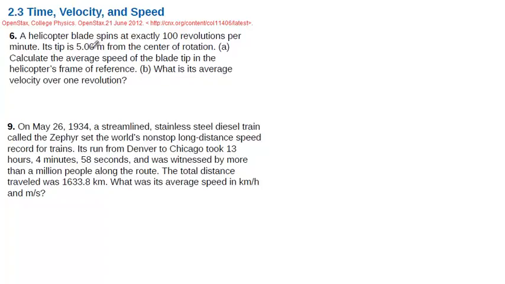A helicopter blade spins at exactly 100 revolutions per minute. Its tip is 5 meters from the center of rotation, and we are asked to calculate the average speed of the blade tip in the helicopter's frame of reference, and in part B, the average velocity over one revolution. So let's solve part A first.